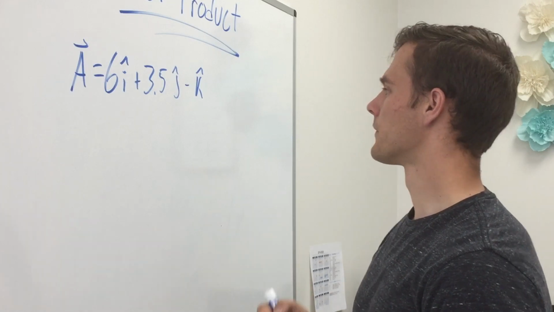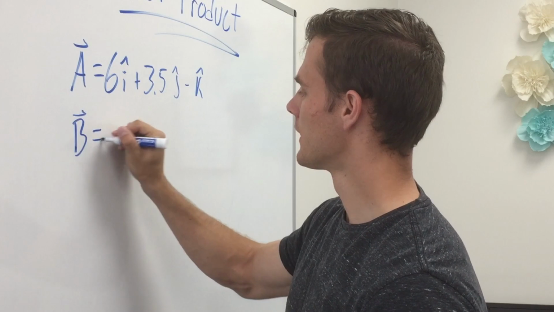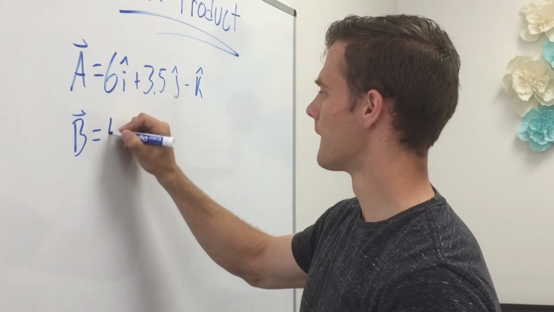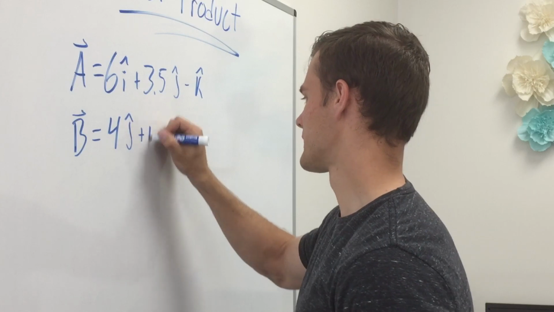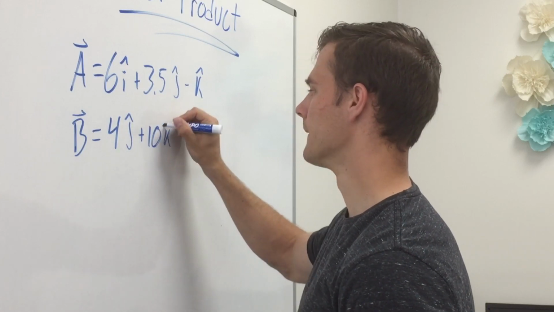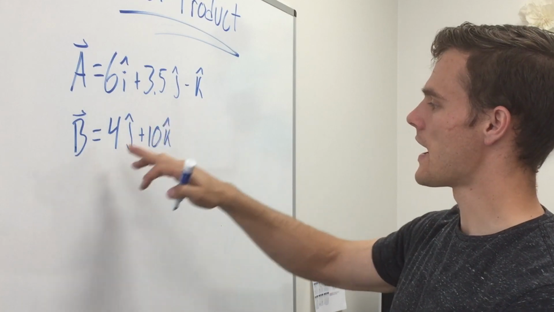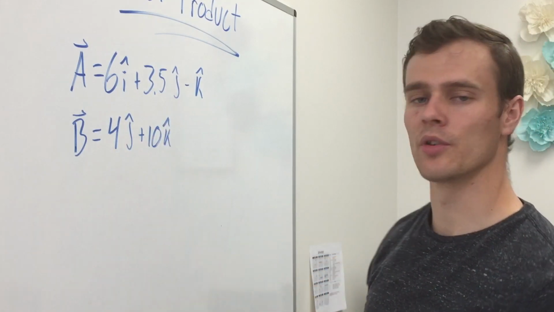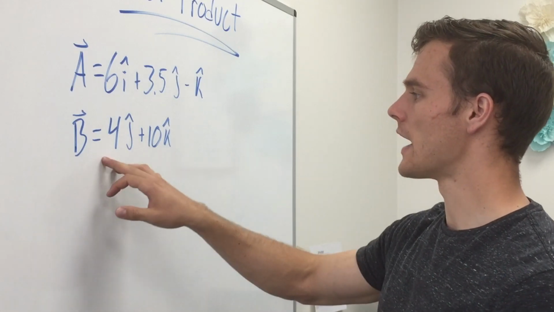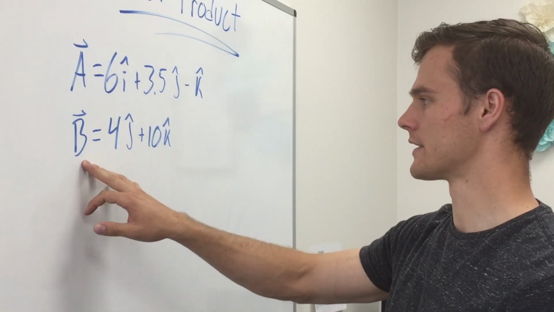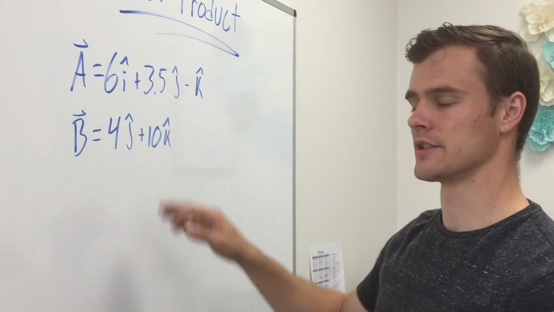You'll leave it off. And vector b is going to be 4j plus 10k. And again, kind of like the k, the i is being left off because it's being multiplied by a 0. And so there's no i component in the b vector. It's only going in the y and z directions.